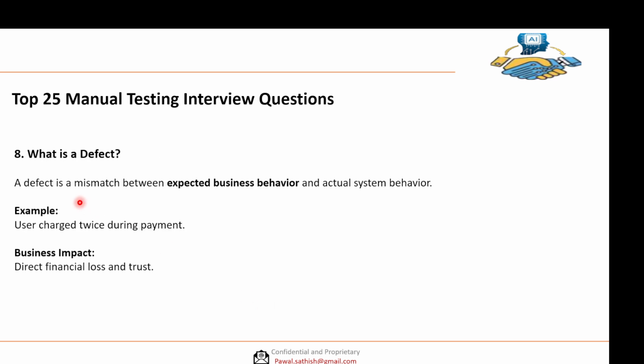What is a defect? A defect is a mismatch or discrepancy between the expected business behavior and the actual system behavior. For example, in the same e-commerce application, if a user is charged twice during payment, it's a defect. It causes direct financial loss and loss of trust as well.